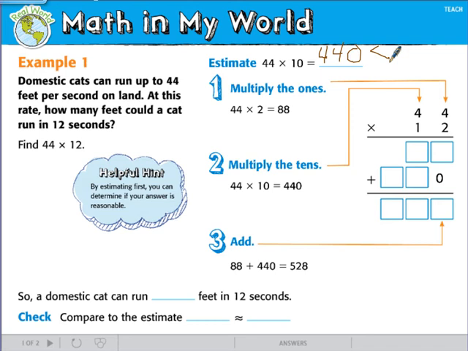2 times 4 is? 8. 2 times 4 is? 8. The 2 is gone.